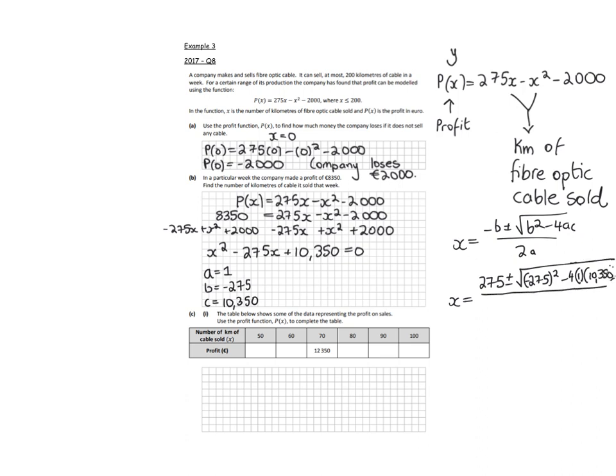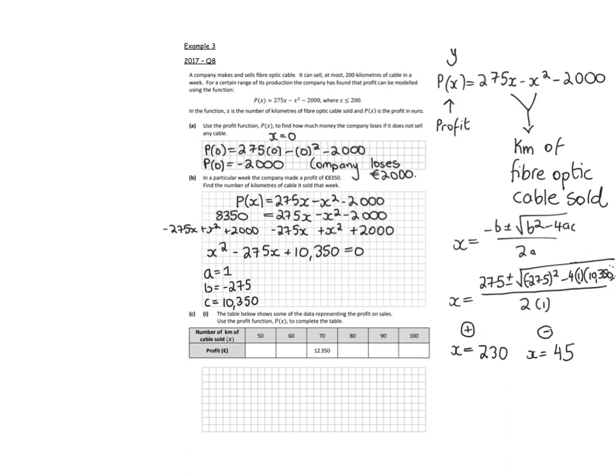Then all of that is over 2 times a, which is 1. Now when you type that into your calculator, you're going to get two answers, one positive and one negative. So the positive one is going to be x equal to 230, and x equal to 45 when we have the minus version of it.